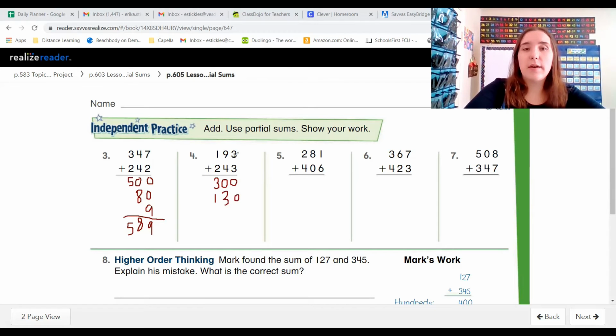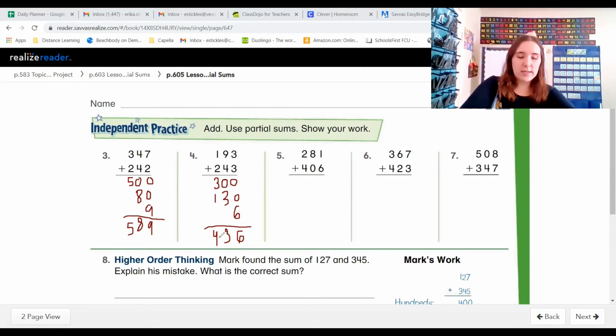And then in my ones, I have 3 plus 3, which equals 6. Now I'm going to add these up. 0 plus 0 plus 6 is just 6 ones. 0 plus 3 tens is just 3 tens. And then I have 3 hundreds plus 100, which is 4 hundreds. So my answer is 436.